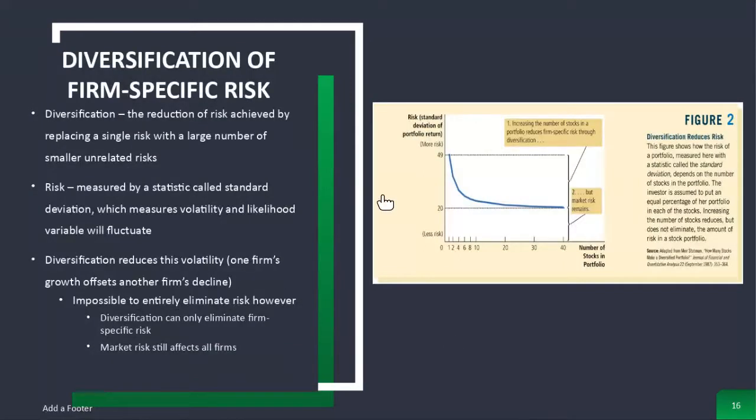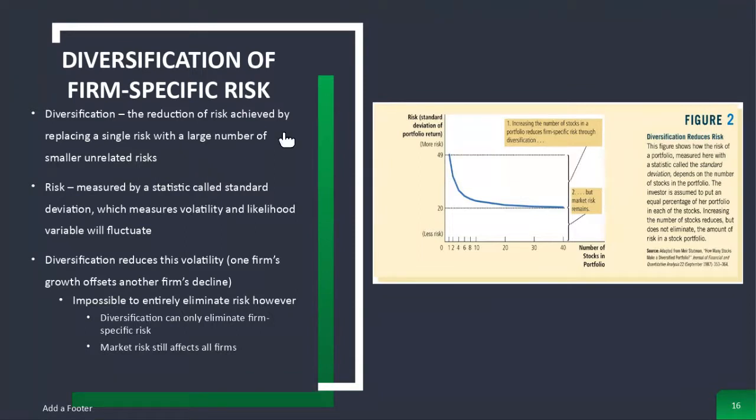Now, there are ways to combat risk. First and perhaps most important is diversification. What diversification means is the reduction of risk achieved by replacing a single risk with a large number of unrelated risks. For example, the stock market is full of risk. Any given stock has some degree of risk. But it is very risky to bet your entire retirement on a single firm. In contrast, it is less risky to bet your fortune across several unrelated stocks.